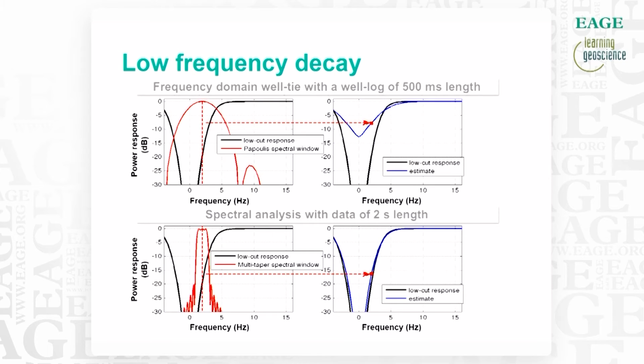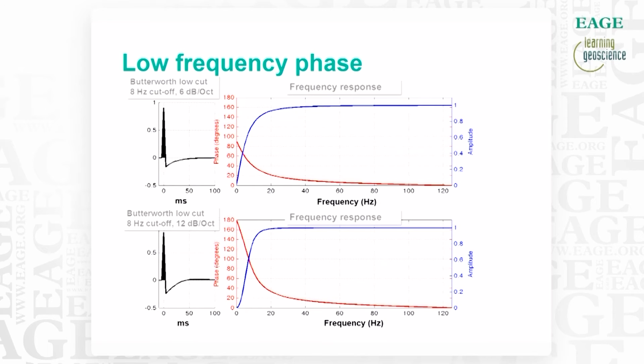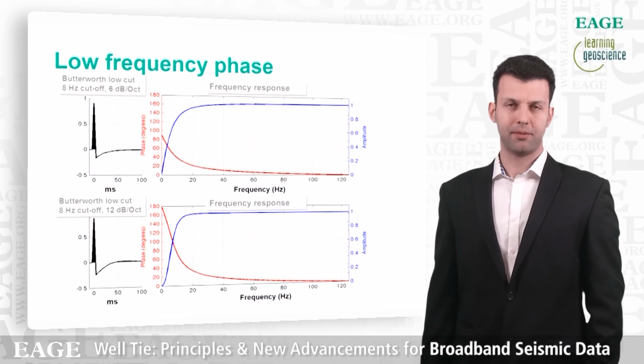In 2014, we proposed using multi-tapers. Multi-tapers have higher resolution, and are also protective against bias and noise. You can see the lower panel on the left and the corresponding multi-taper length in the frequency domain. That would lead to a lower frequency decay on the right-hand side in blue, which is much closer to what we expect. Low frequency phase is another important aspect.